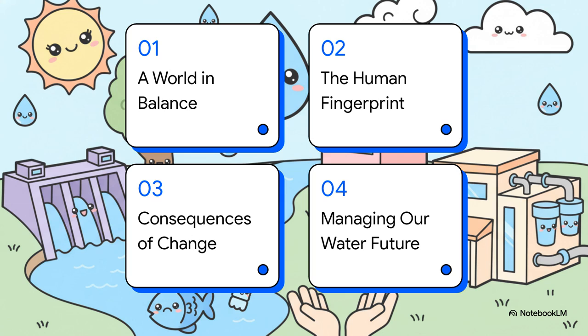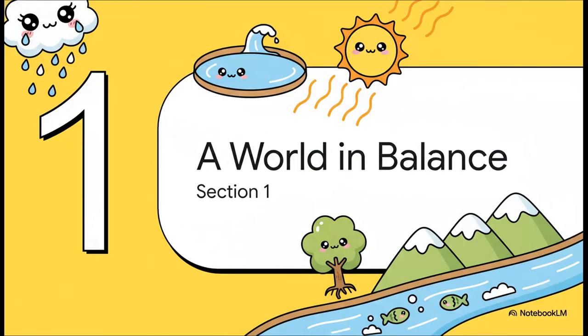So here's how we're going to break it down. First, we'll get a picture of the world in balance. Then we'll look at the human fingerprint on that system. After that, we'll dig into the consequences of those changes and finish up by exploring how we can manage our water for the future. Okay, let's dive right in.